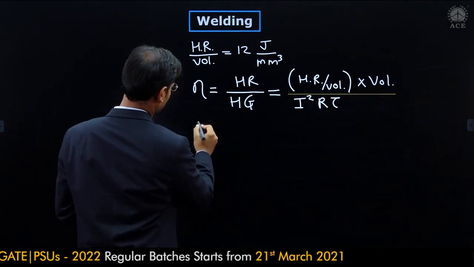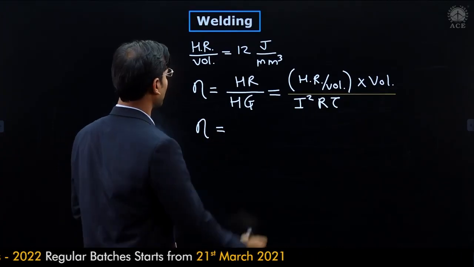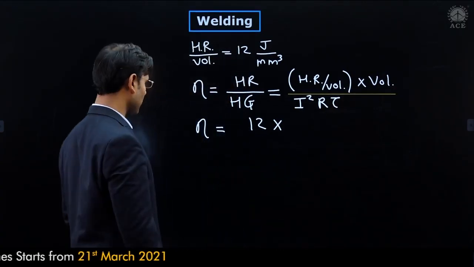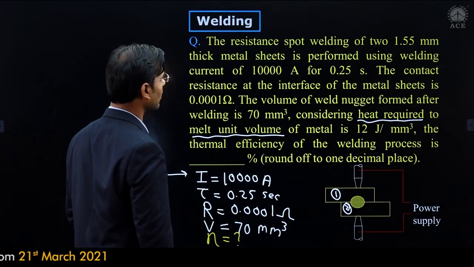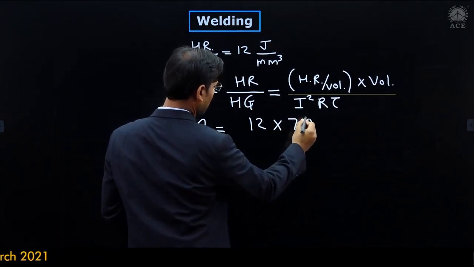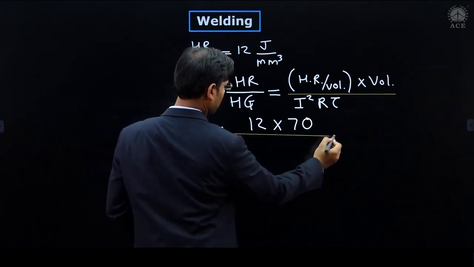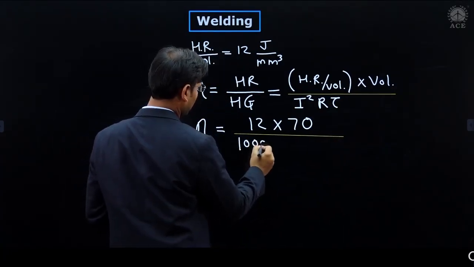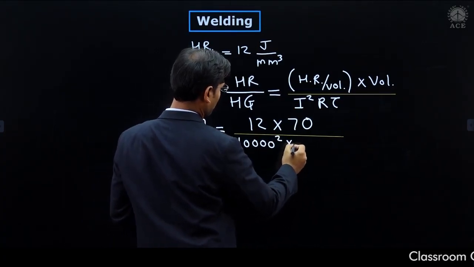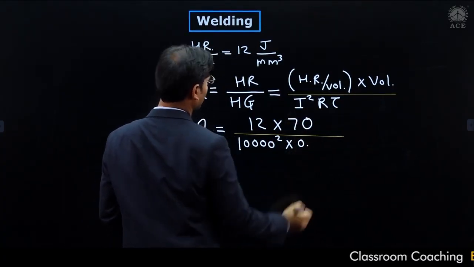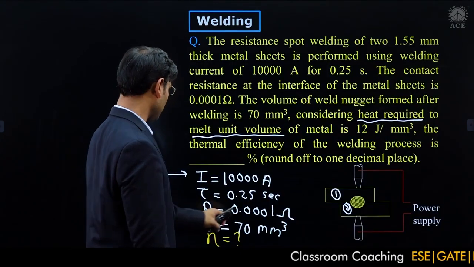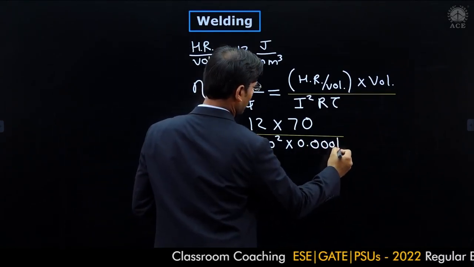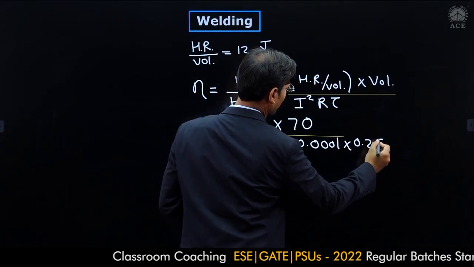Now just solve. Thermal efficiency is heat required per unit volume, 12, into the volume given, which is 70 millimeter cube, divided by I square R tau. The current given is 10,000, the value of R is 0.0001, and the time is 0.25.